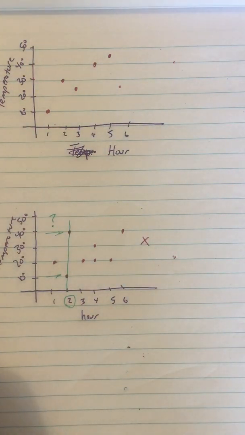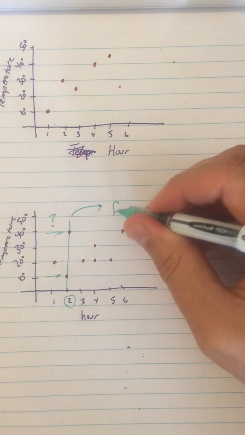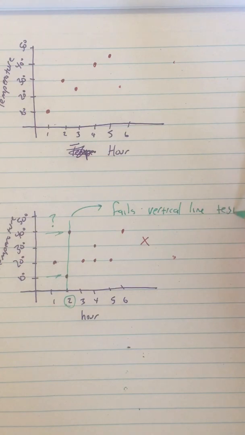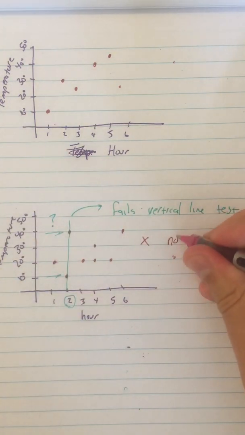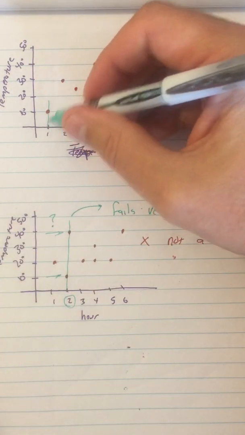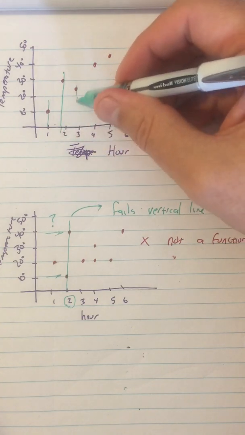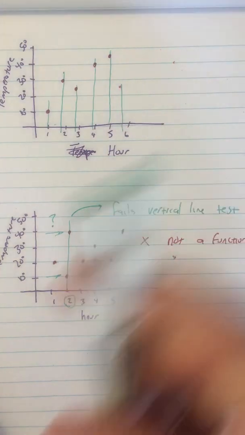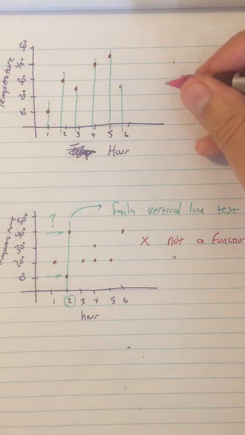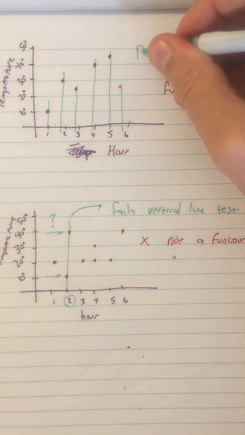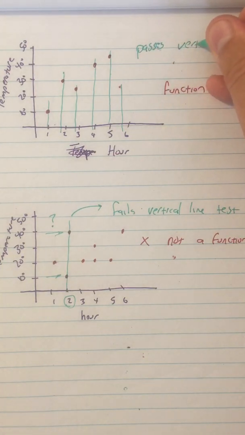So we can say the same thing we said before. This graph fails the vertical line test, and therefore it is not a function. This one, anywhere I put a vertical line, there's only one measurement. I'm a little bit off, but you'll forgive me. Okay, there's only one measurement at each time. So that means that this is a function. It is a function because it passes the vertical line test.